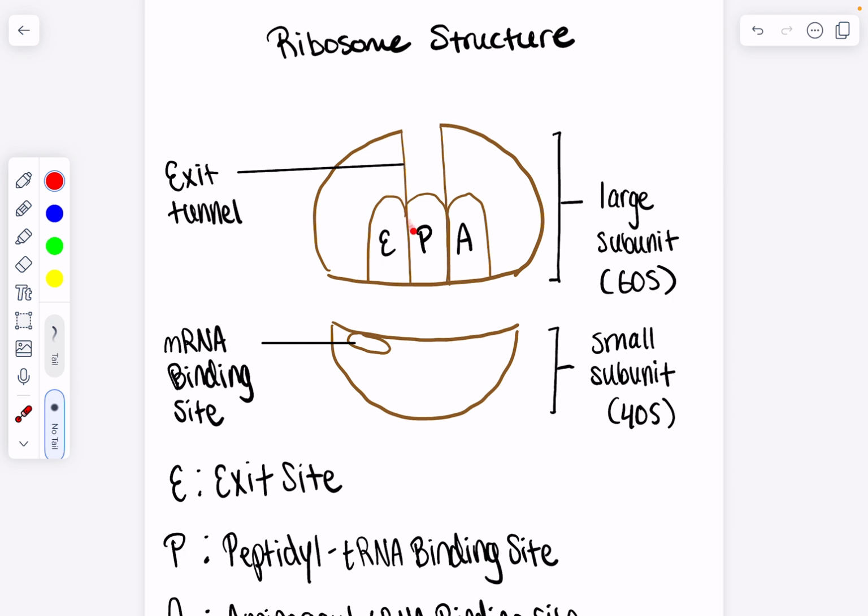So there's 3 sites for the tRNA in the large subunit, the 60S subunit. The E site stands for the exit site. The P site stands for the peptidyl tRNA binding site. And the A site stands for the amino acyl tRNA binding site.